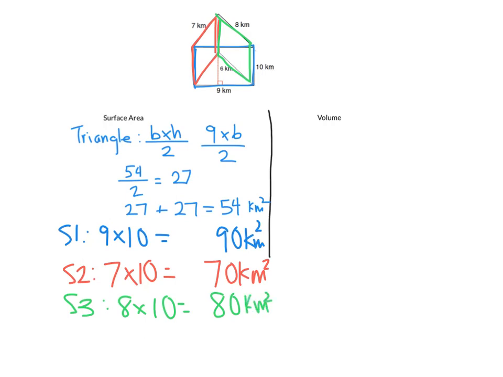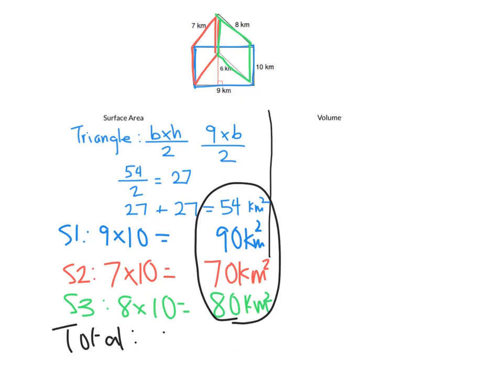And to find our total, we just add up all the sides, or all the pieces, I should say. So when I add those up, I get 294 square kilometers. So that would be the total surface area.